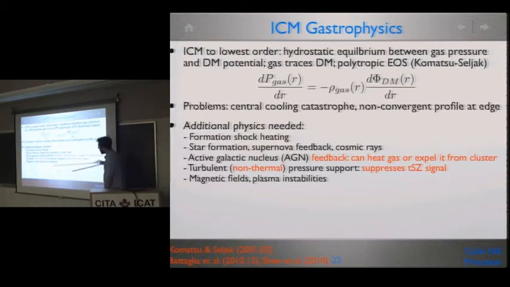And then the other thing that's been found to be pretty important in recent times is AGN feedback. In this case, the feedback that the AGN puts back into the intracluster medium can heat the gas up, which can expel it from the cluster or just push it out into the outer regions of the cluster and flatten the pressure profile by depositing hot gas in the outer regions. The AGN can actually expel gas from the cluster.